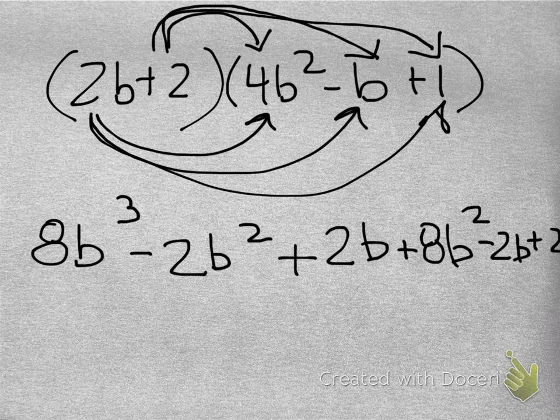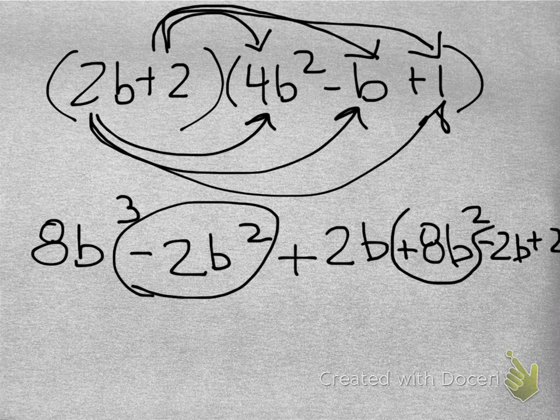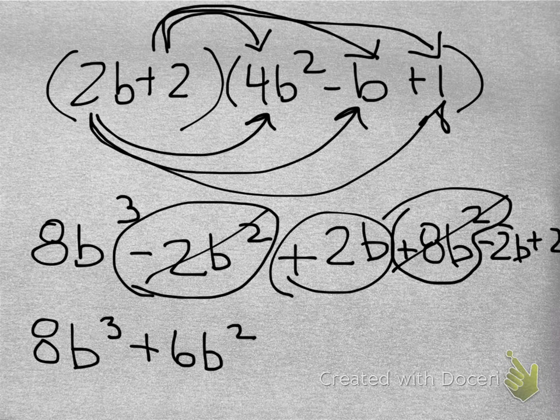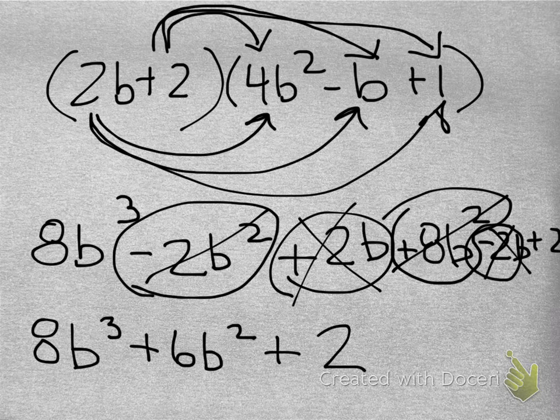So we can combine the negative 2b squared with the 8b squared to get positive 6b squared. So we have 8b cubed plus 6b squared. And then we can combine the 2b with the negative 2b, and that cancels itself out. And you still have a plus 2 left over. So this would be my final answer.